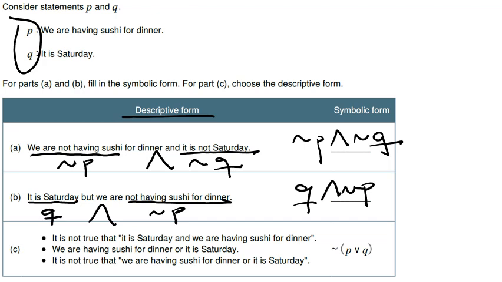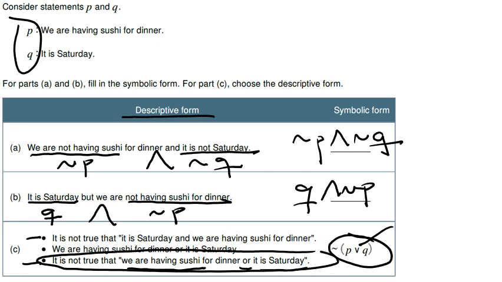For C, we want to take the symbolic form and convert it to the descriptive form. Notice that we're negating inside the parentheses. So we're starting off with it is not. So we see it's between the first and the last one. It is not the case that P stands for having sushi dinner, or, that's the symbol for or, it is Saturday. We're having sushi dinner, or it is Saturday. So it's this one here.